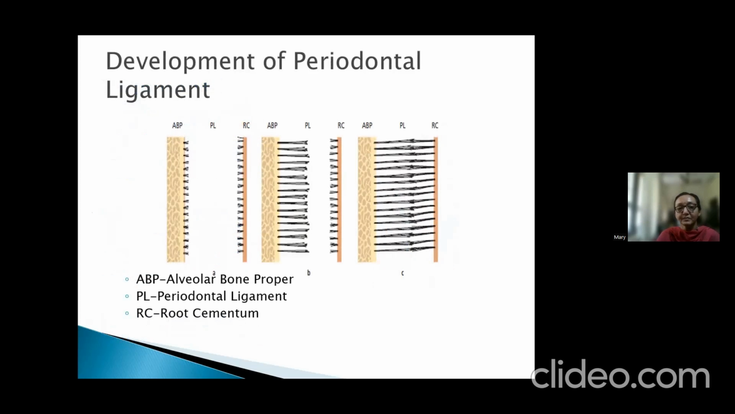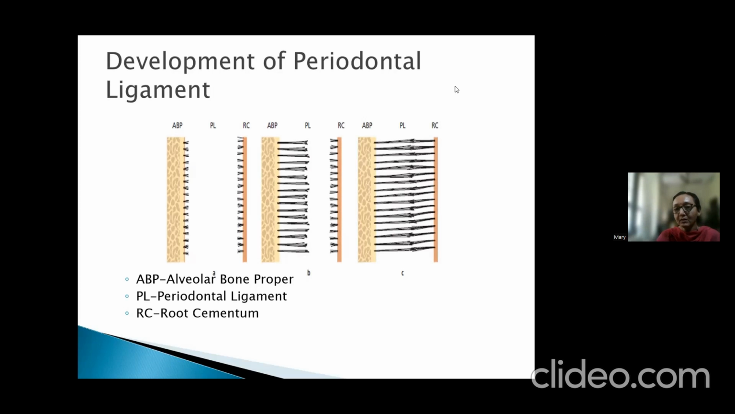Coming to the development of the periodontal ligament, here we see the structure depicting both the alveolar bone proper as well as the root cementum. Here we see the fibers arising from both the alveolar bone proper and the root cementum, and the rate of growth of the ligament fibers from the alveolar bone proper is usually higher compared to that of the fibers arising from the root cementum. The two fibers anastomose to form the future periodontal ligament.